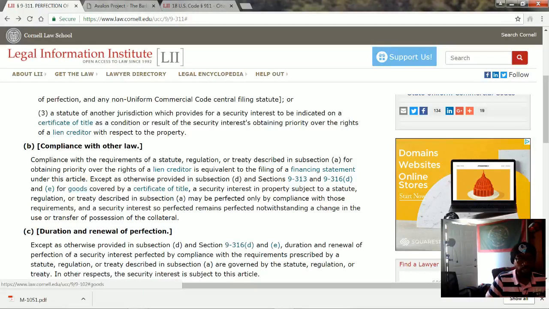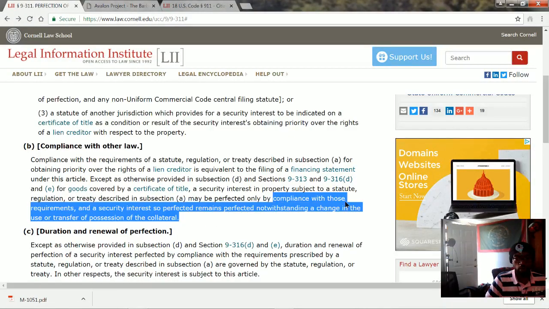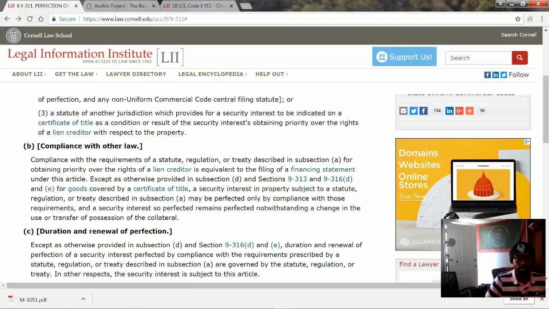And E for goods covered by certificate of title. A security interest in property subject to a statute, regulation, or treaty described in subsection A may be perfected only by compliance with those requirements, and a security interest so perfected remains perfected notwithstanding a change in the use or transfer of possession of the collateral. Compliance with those requirements. What are those requirements, y'all?